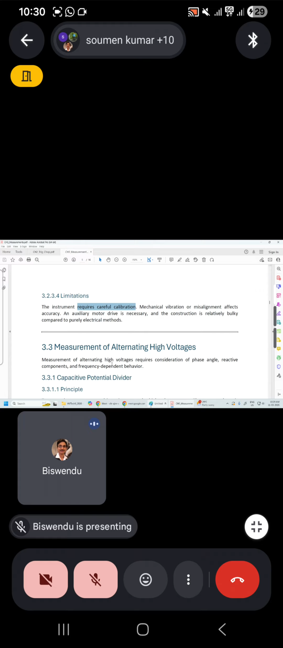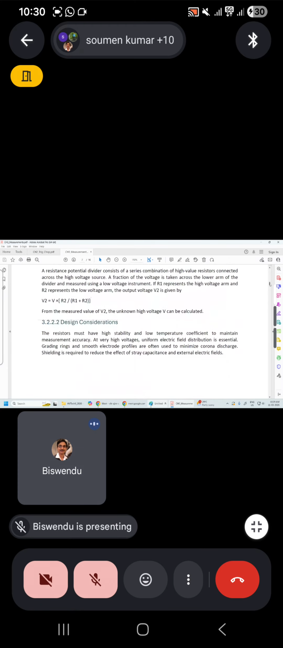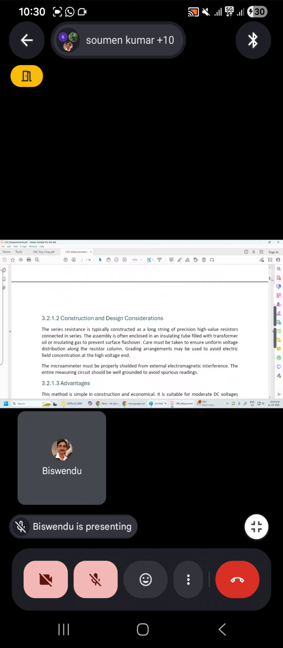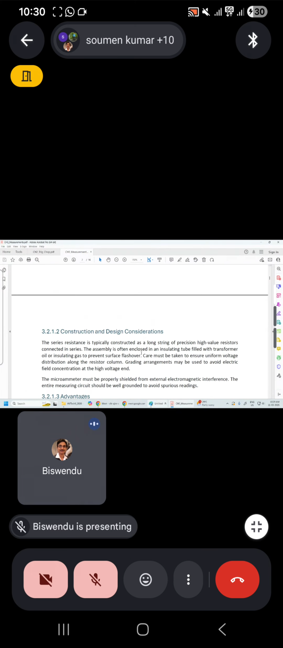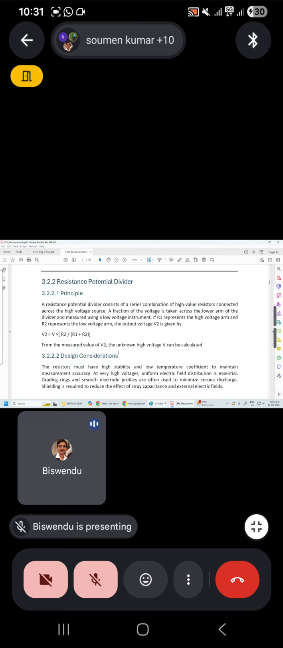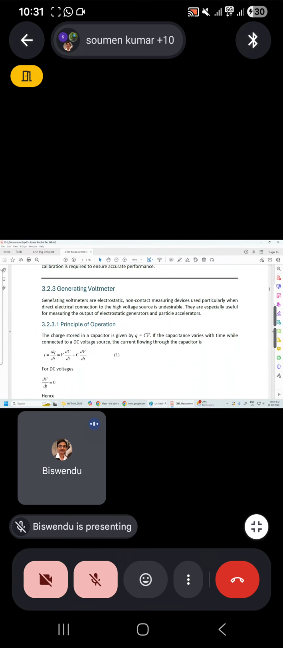So these are all the direct voltage measurement principles. One is the series resistance voltmeter, series resistance microampere meter, resistance potential divider, and this non-contact type generating voltmeter. Only this one is the non-contact type. It operates in air capacitance, so direct contact is not required. It has a very big advantage, that is infinite impedance. Impedance is very high.